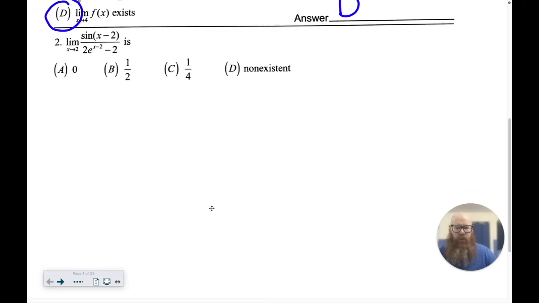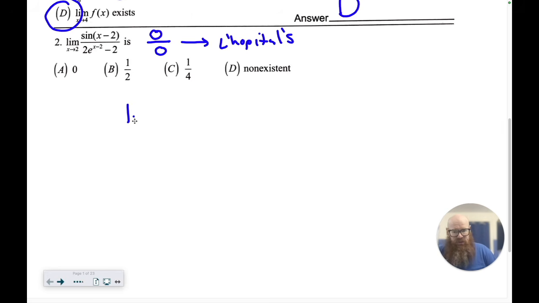All right, on to number 2. So when you see a limit as x approaches a numerical value, the first thing you want to do is substitute, direct substitution. So you throw in 2 and you get the sine of 0, which is 0. Then you put 2 here, and you get 2e to the 0 minus 2, which is 2 minus 2, which is also 0. So typically, this tells us that we want to do L'Hopital's rule.